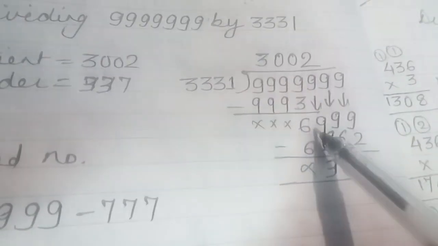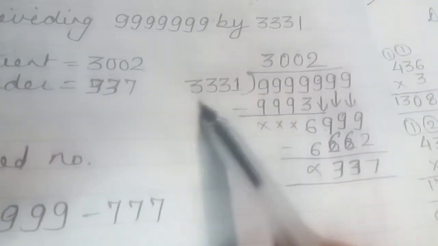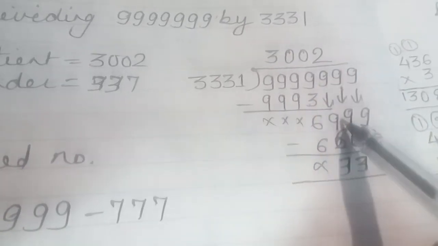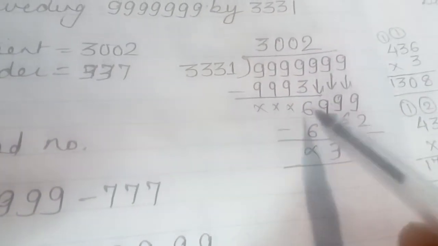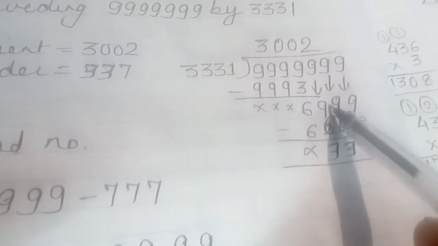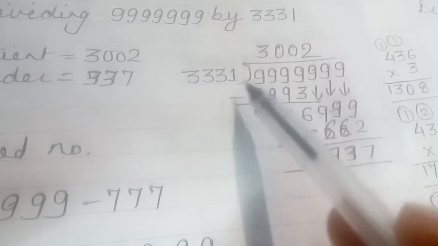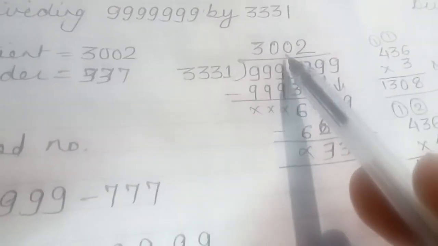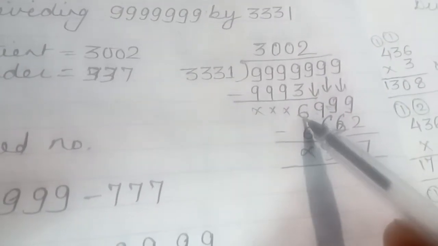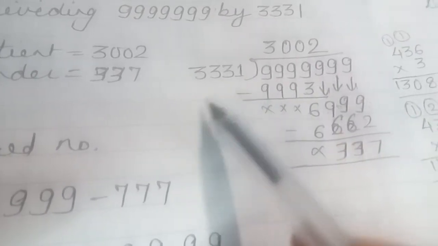Then we will take down 1 nine. Then it will become 69, a 2-digit number that will not be divisible by this 4-digit number. So we will put 0 in the quotient and take another 9 over here. When we take one more 9, it will become 699. It will be a 3-digit number. Again this number can't be divisible by 3,331 because it is a 3-digit number and this is a 4-digit number. So again we will put one more 0 in the quotient and take one more 9. Then it will become 6,999. Now it is a 4-digit number, so we can divide.